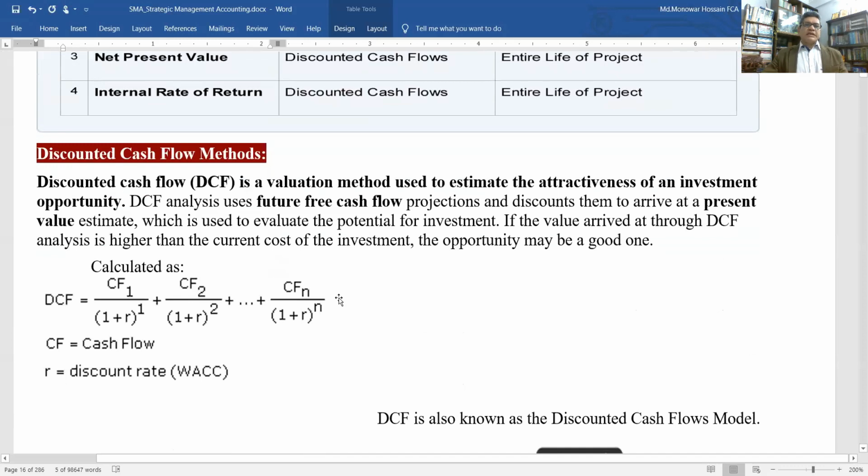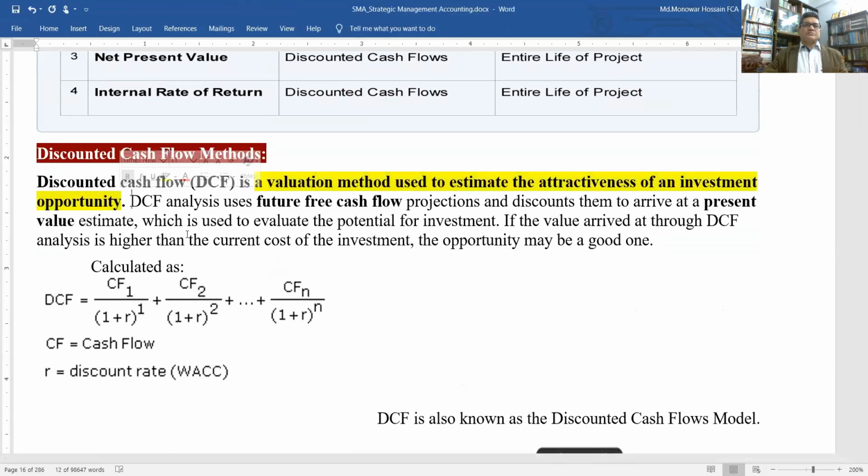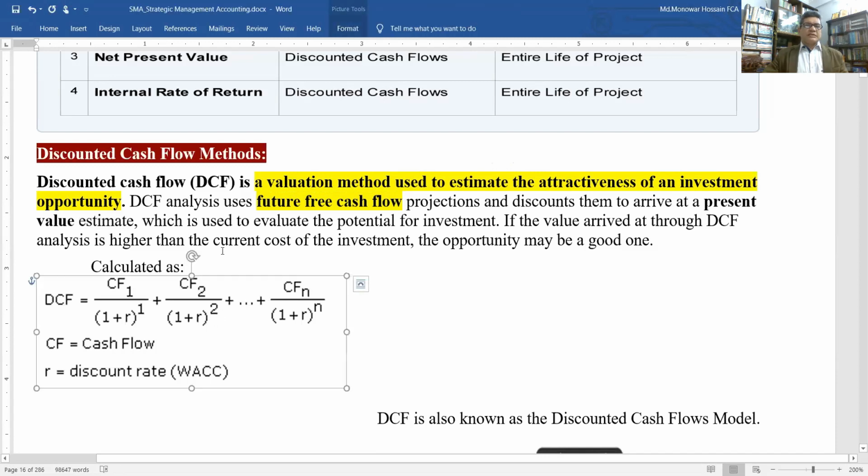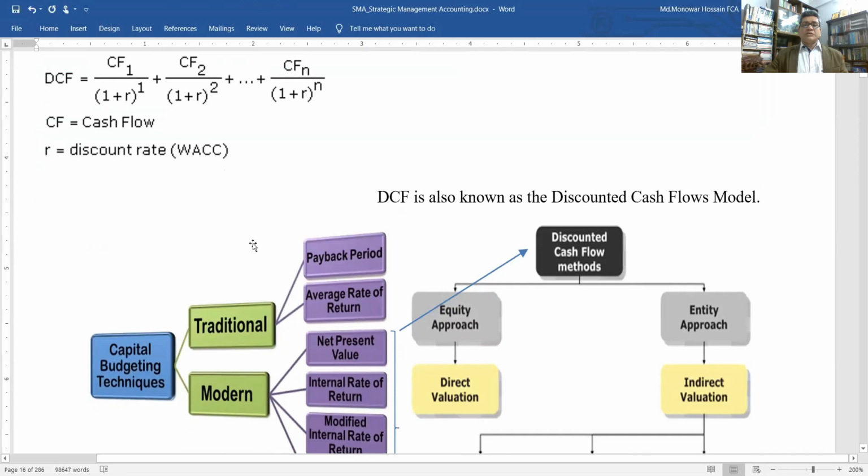So the discounted cash flow method is a valuation method used to estimate the attractiveness of an investment opportunity. DCF analysis uses future free cash flow projections and discounts them to arrive at a present value estimation. So this is the formula. I think you all know it.